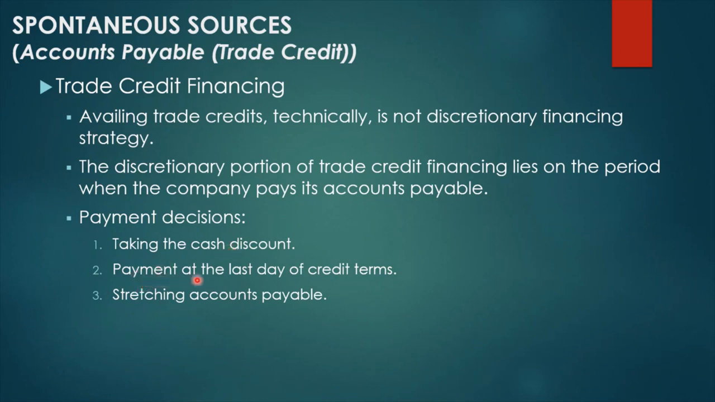Second is payment at the last day of credit terms. Ito, isasagad mo. Kung 30 days ang credit terms, isasagad mo sa 29th or on the day of the 30th, dun ka na mismo magbabayad. And third, stretching accounts payable. Ito, makikipag-negotiate ka kay supplier. Makikipag-negotiate ka kay seller. Sasabihin mo, uy seller, pwede extend natin yung trade credit ko. Kasi wala pa akong pondo ngayon eh. So, yan, stretching accounts payable.